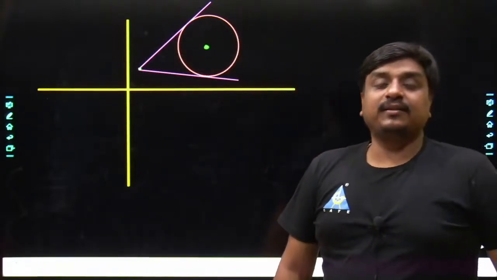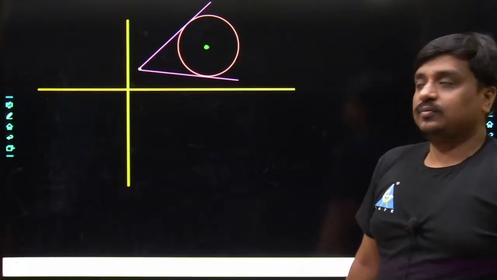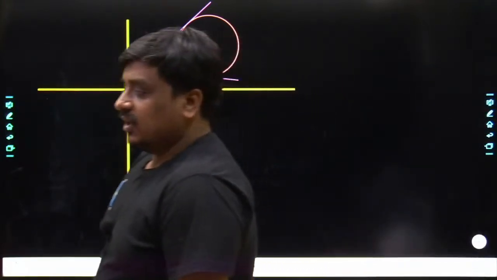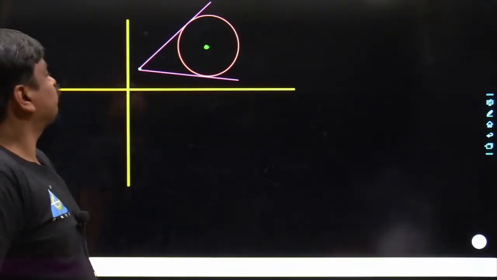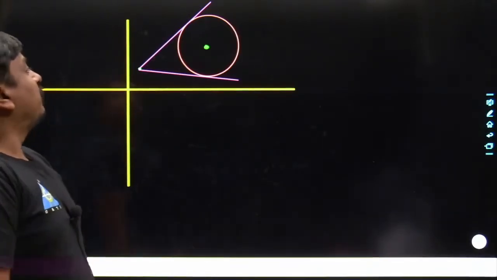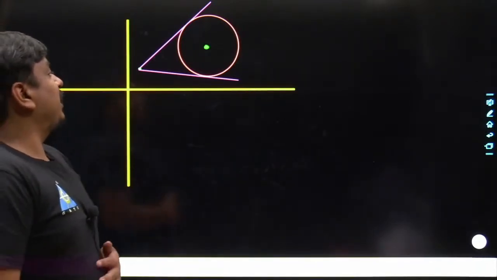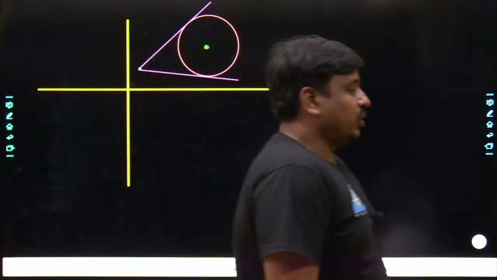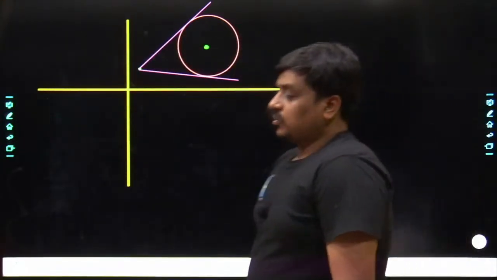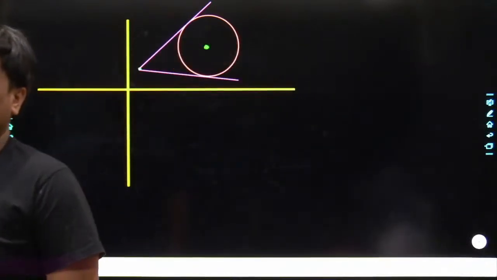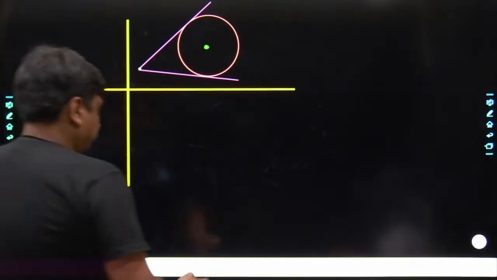From outside the circle, if a point is taken, exactly 2 tangents can be drawn over the circle. That's the first thing. Next.